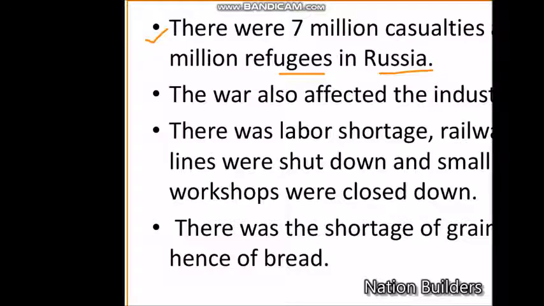The war also affected the industry. We have seen what happened in agriculture and the armies. Now the war affected the industries. How did it happen? There was a labor shortage. Why did the labor shortage happen? Railway lines were shut down and small workshops were also closed down.